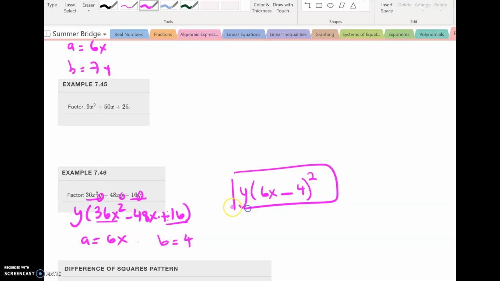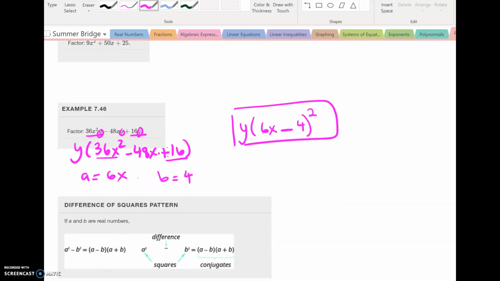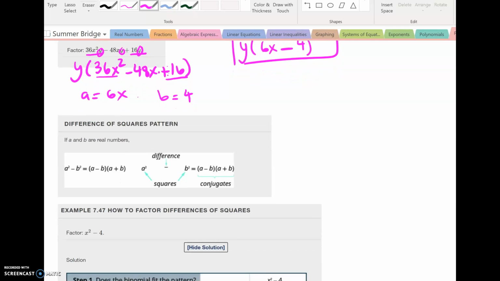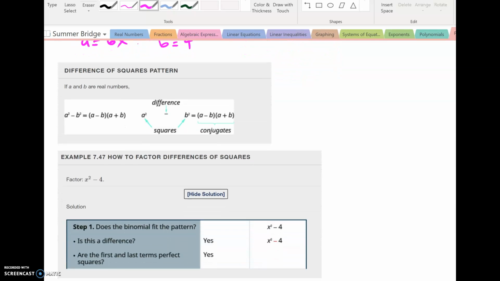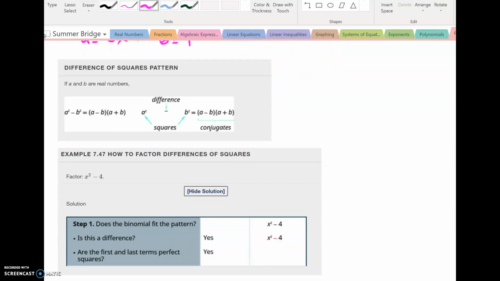Could we FOIL this all out to check? You absolutely could. That's the beauty of these. You can check to make sure that you're doing it right. All right, difference of two squares. And again, the beauty of these is that we are creating patterns so that we are able to basically skip quite a few steps of factoring.